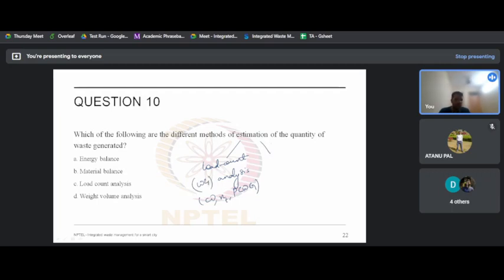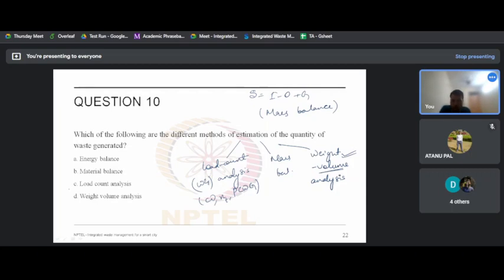The second method for estimation of quantity is one we saw in several of the previous questions: storage is input minus output plus generation. This is mass balance, another method that is used. The third is weight volume analysis. Every element in the waste will have a certain density. It is relatively easier to measure volume, so depending upon the volume we are collecting, and operating it with the density, we can find the weight of the waste.